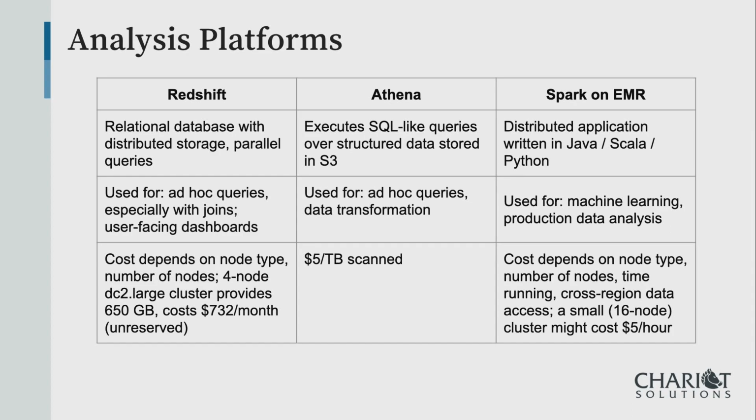And it's also great for data transformation. You could get JSON data coming in and you want to turn it into Avro. It's a really simple select star output format Avro in Athena, and now you can process that and just run through all your data and convert it. You pay $5 per terabyte scanned.